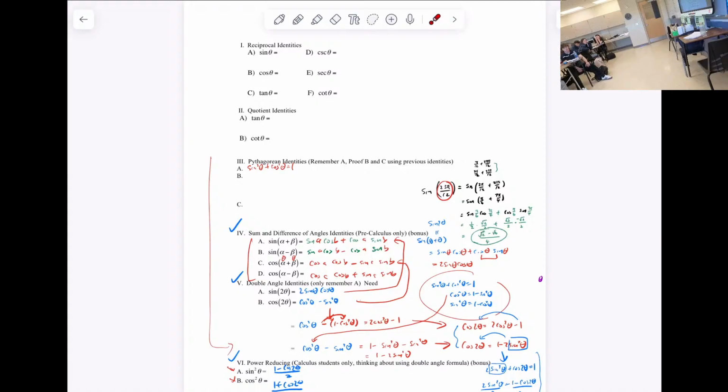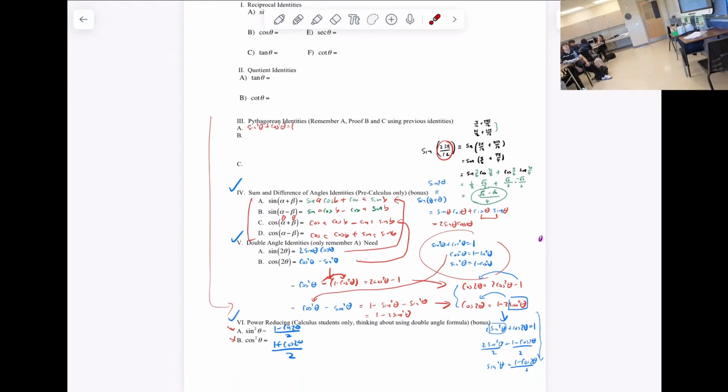Okay, so now you know our identities. Now we're going to start using them. The next question is a little bit more than the AP exam requires, so I'm still going to cover it because I think it's important. It looks like this.